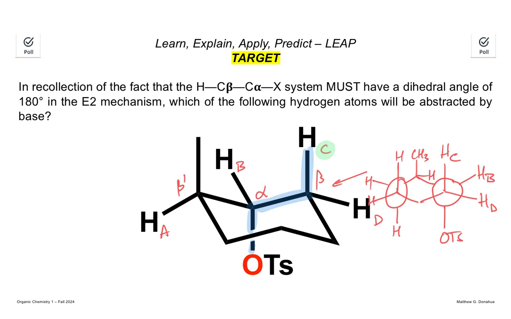So if you have a hard time seeing it in the chair, the next step is to convert it to the Newman projection to find that angle. So what we've learned from this is that the carbon-carbon double bond must be from alpha to beta and not alpha to beta prime.